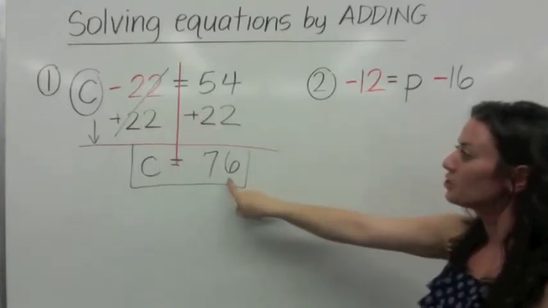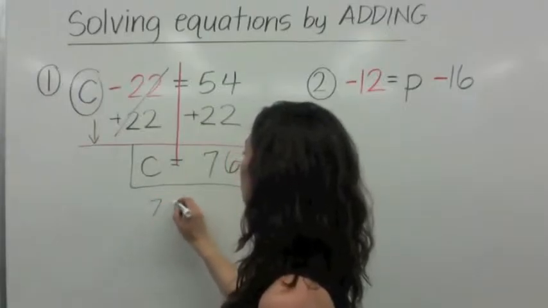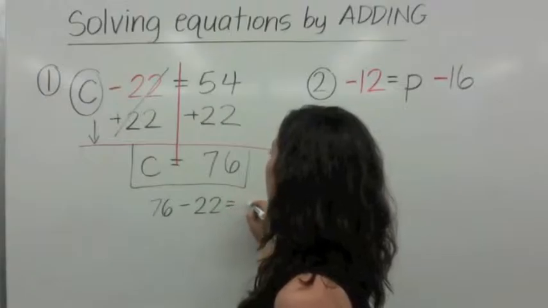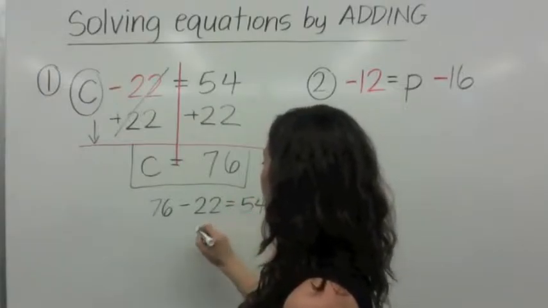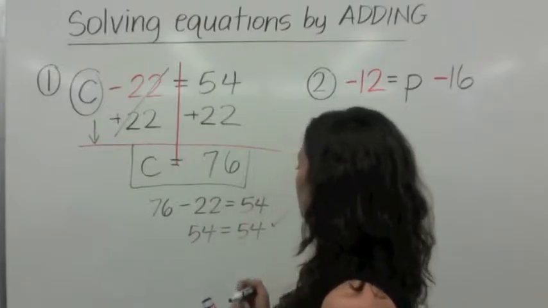Now, if you substitute 76 back in the place of C, it should give you a true statement. If I say 76 minus 22, does it give me 54? And it does. So 54 equals 54, and that is a true statement.